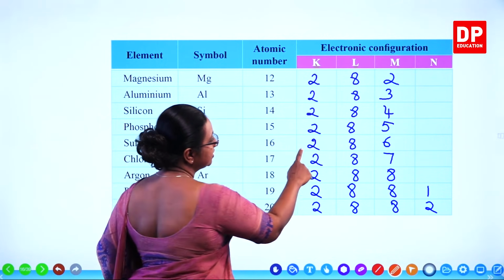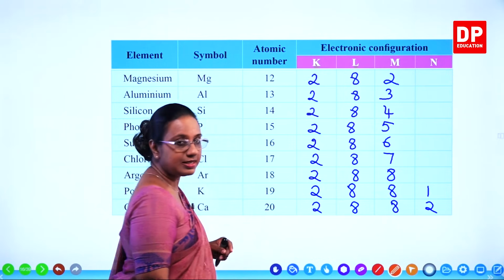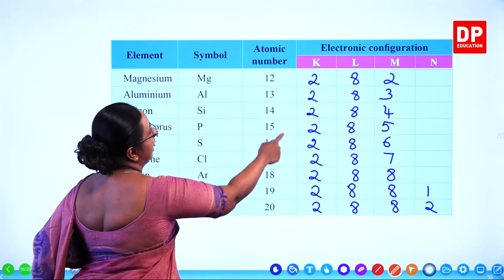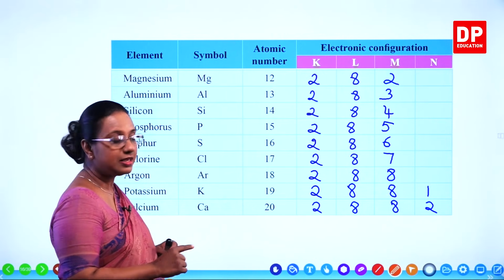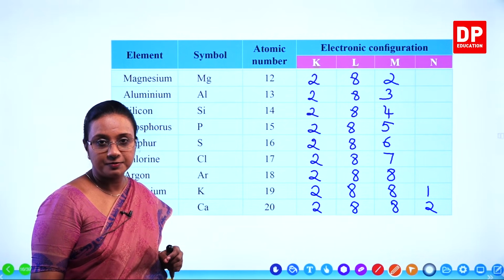What do we do? We just add them together. 2 plus 8, 10, and 16. So the number of protons and electrons are 16 and the atomic number is 16. You have to remember it is the element sulfur.